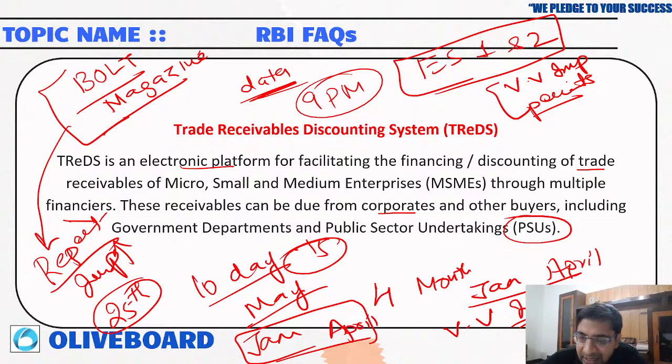The main thing is that whenever you are preparing for current affairs, always have the syllabus in your hand. Keep the syllabus alongside. Okay, then only you can prepare current affairs.